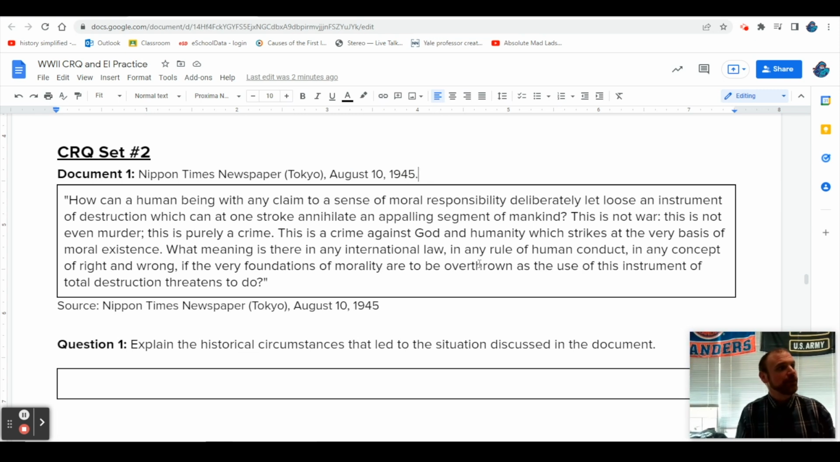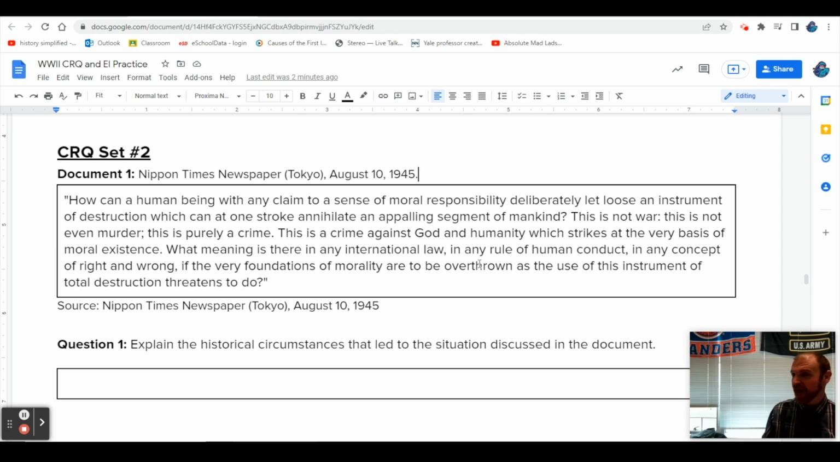How can a human being with any claim to a sense of moral responsibility deliberately let loose an instrument of destruction which can at one stroke annihilate an appalling segment of mankind? This is not war. This is not even murder. This is purely a crime.